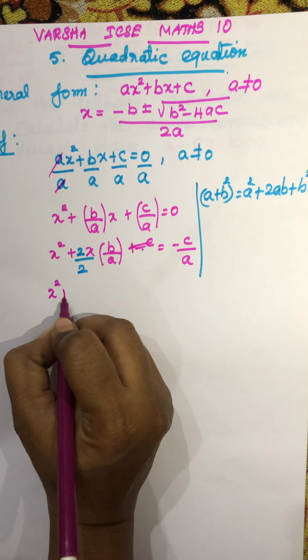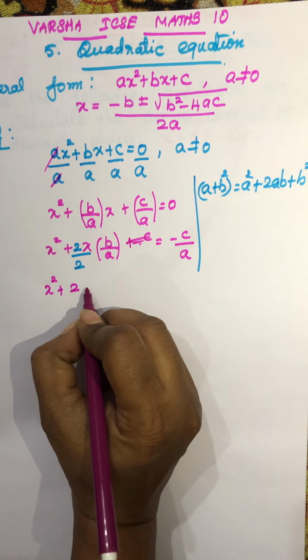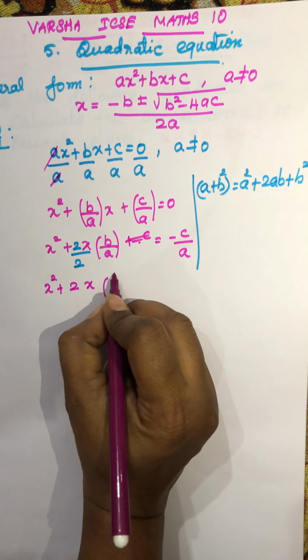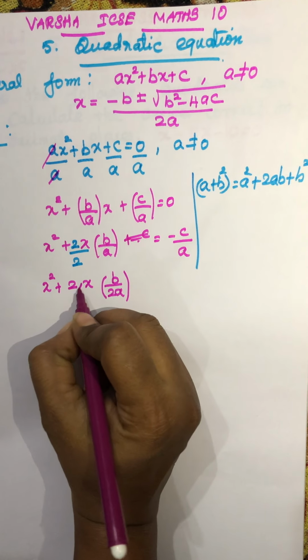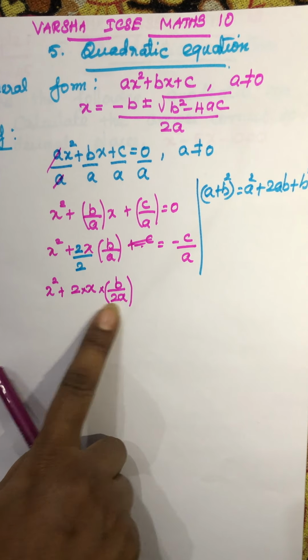This is x square. So I need 2 times x. So this 2 comes to this side, and you have it grouped.